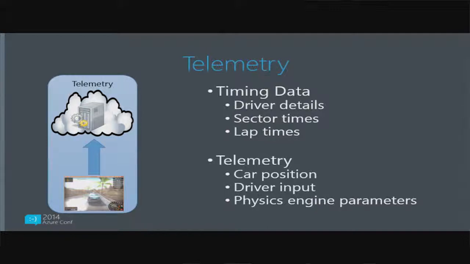So the game is actually sending telemetry data. It's sending timing data first, which is the driver details, the sector times and the lap times, and that's used to provide the actual scoring on the website. And then for the graphs, it's sending very detailed telemetry data from the game. We're sending the car position, the driver input, and lots of parameters from the actual physics engine out into table storage. And I'll talk about the architecture and how I built this solution as we go through the session.